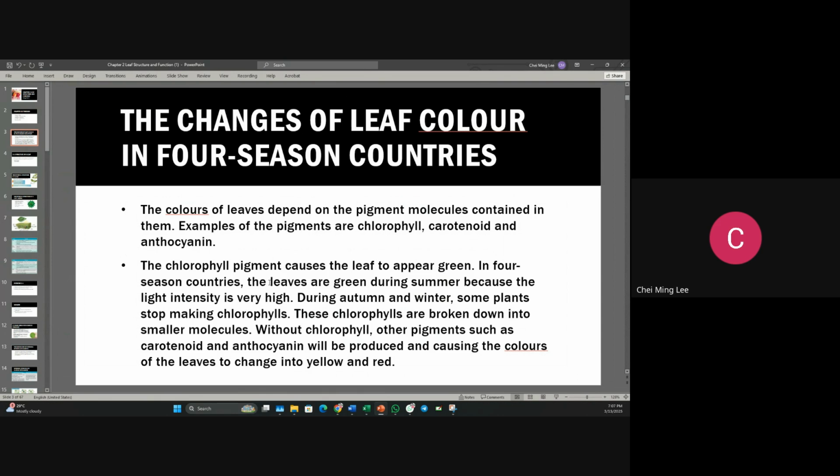So the point is, the color change is because when it is cold, they want to make themselves more efficient. So they break down the chlorophyll so that the protein in the chlorophyll can be used for other purposes, by other cells. Okay, so this is fine.